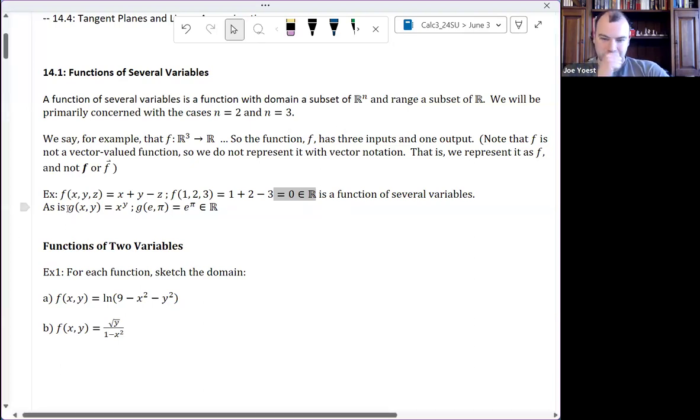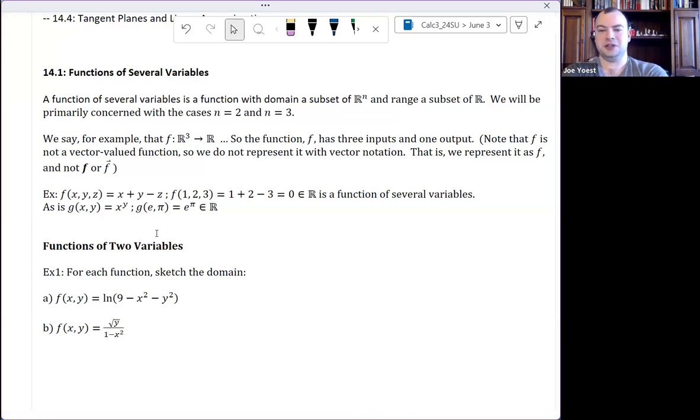We could also look at an example like this one, g of x, y equals x to the power y. Again, we could think of two inputs, maybe e and pi, for instance, x equals e, y equals pi. That's a point in two-dimensional space. And we see that the output is e to the pi, a real number. Maybe it's a complicated real number, not a very nice one to deal with, but a real number nonetheless. It's not a vector as the output.